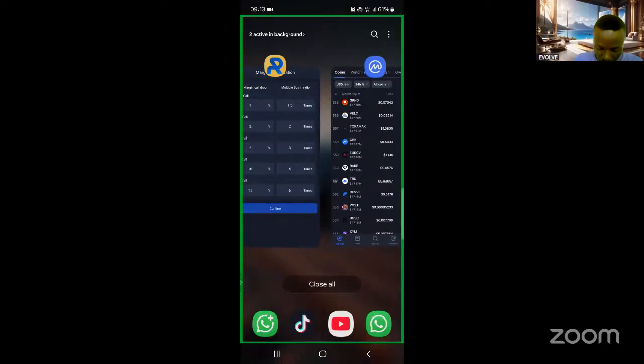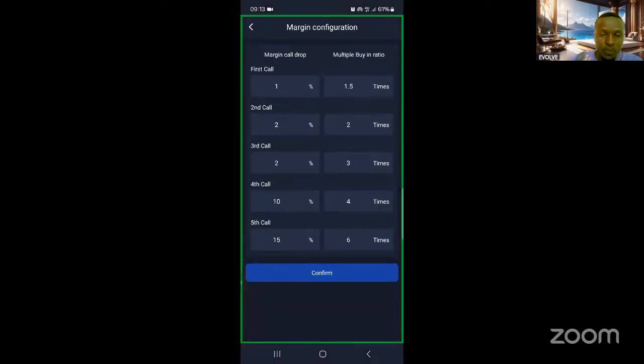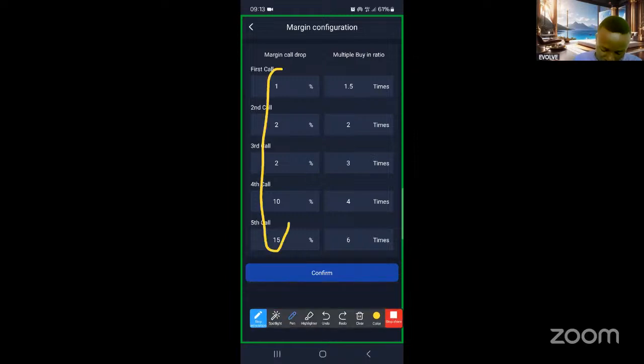So what you do? You've understood that the coin is going to drop with negative 28%. After you get that number, negative 28%, negative 27%, come and put your margin calls accordingly.